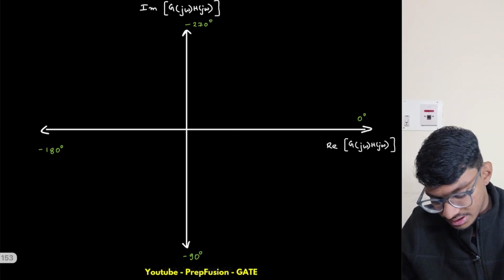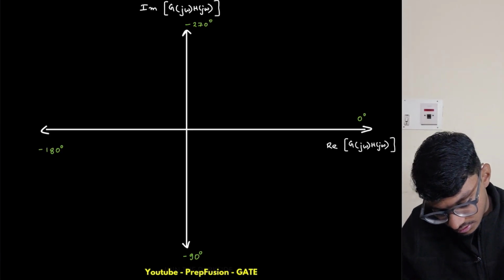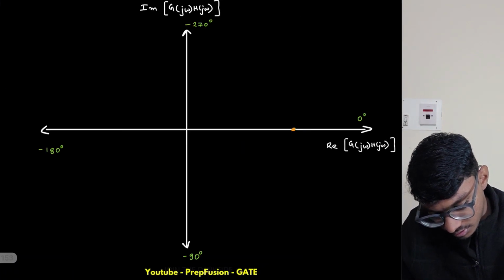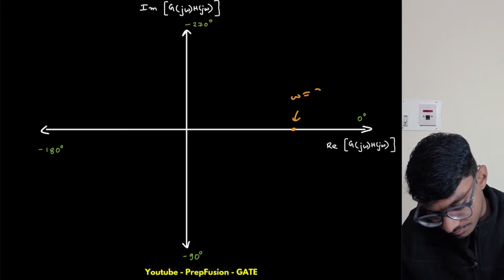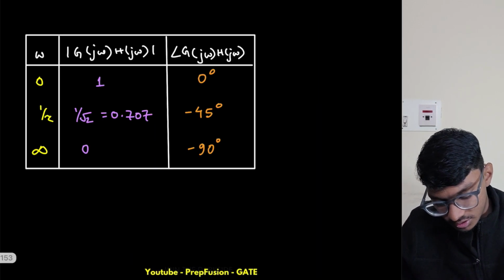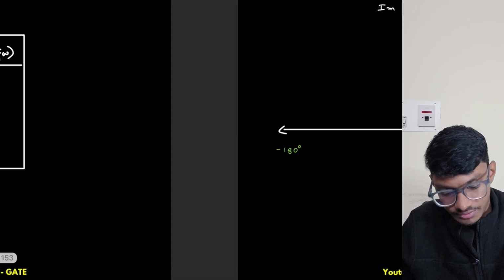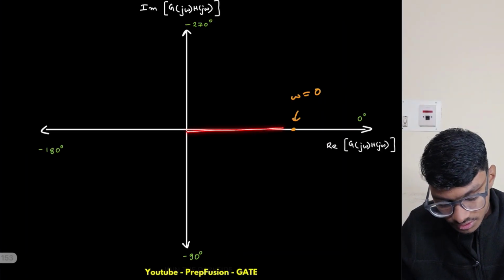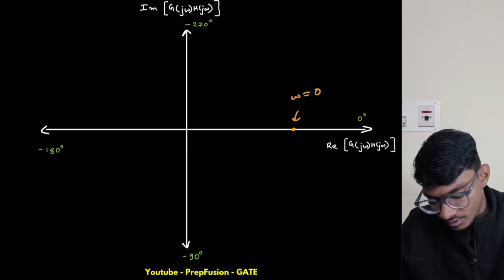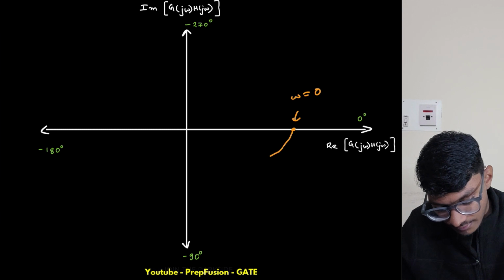So it is starting on the real axis, at 1 comma 0, right? This is at omega equals 0. Then slowly it goes towards the negative side, and the magnitude is also reducing. Initially the magnitude was this, now it reduces a bit, and then it goes towards 0. So it will look something like this.